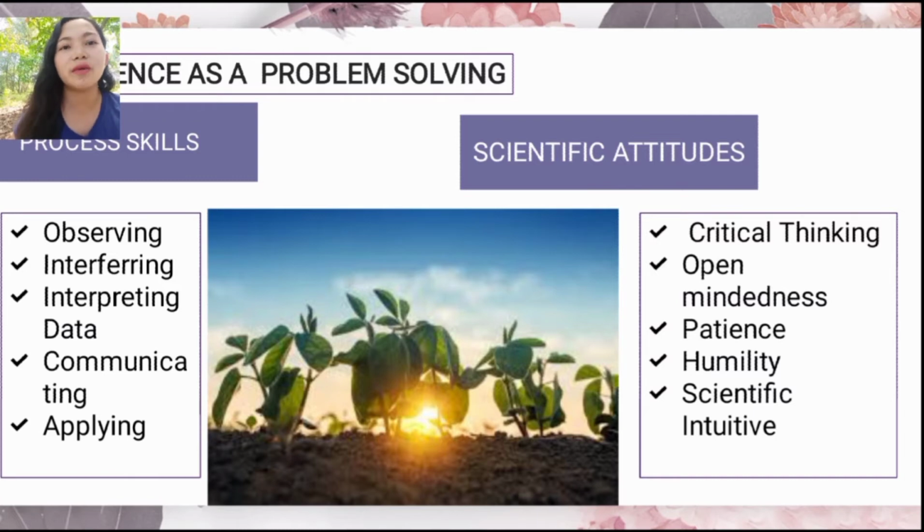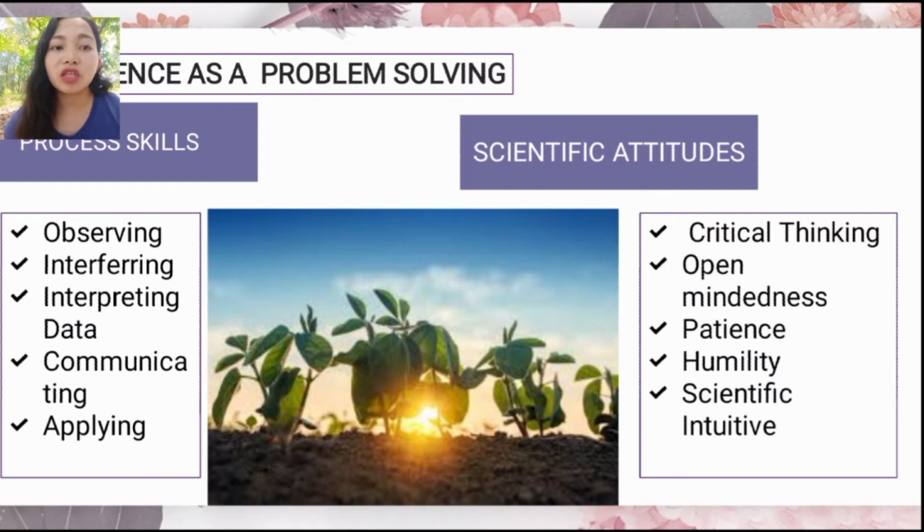So for that activity, the process skills involved are of course observing. During the activity, when you hide the plants from sunlight, you have to observe every day during the whole week what happened to the plant. Of course, you have to note that, and infer. Of course, you have to predict. Maybe the plants will not grow, or maybe the plants will grow, but maybe they will not look as alive as when having sunlight. So you also have to interpret data, and you have to communicate and apply.